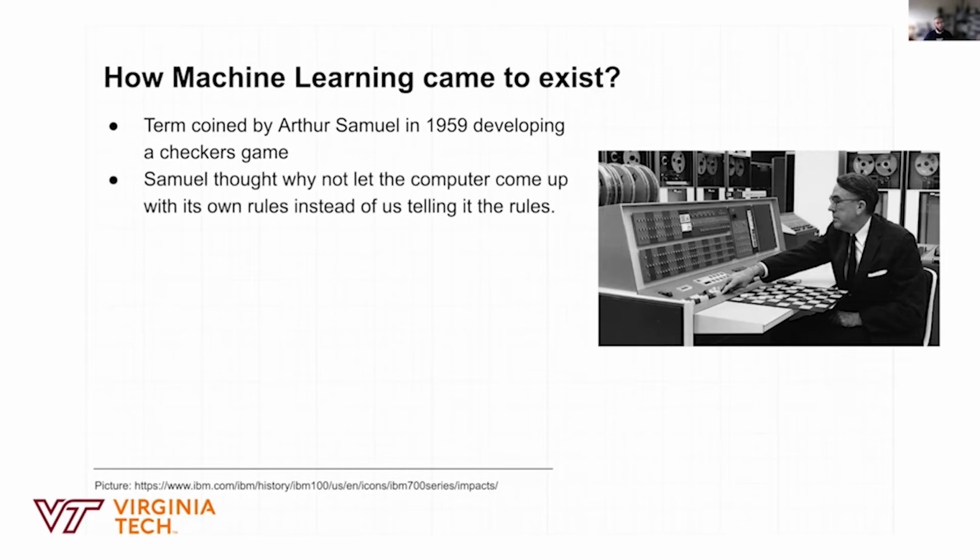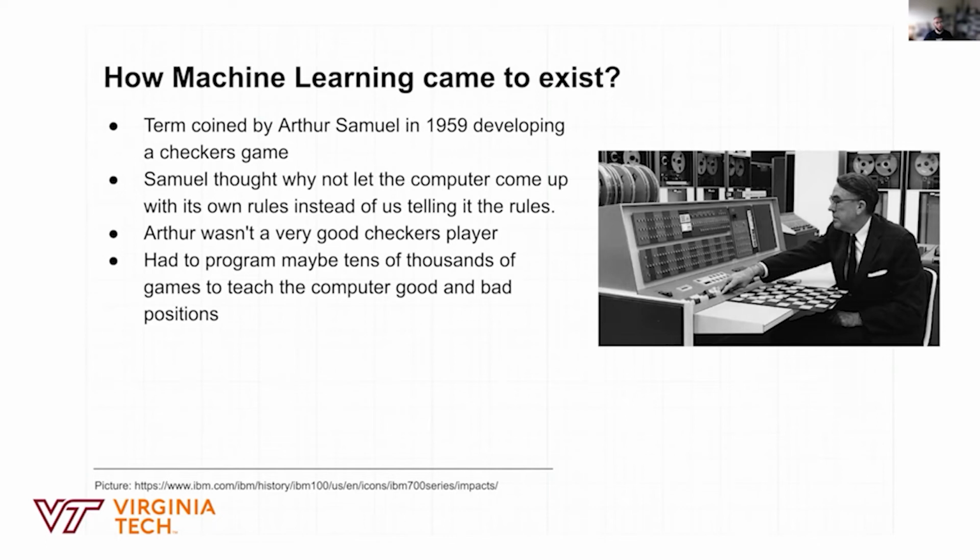So Arthur Samuel thought, why do we not let the computer come up with its own rules instead of us telling it the rules? That's what I have mentioned, the difference between programming and machine learning. And he thought, why should I not develop a checkers game and let the computer get this experience? What was interesting though is that Arthur Samuel was not a good checkers player. So what he did is he had to play tens of thousands of games with his computer to teach it what are the good and bad moves. As the computer interacted with him, it learned from the experience what are the good and bad moves.